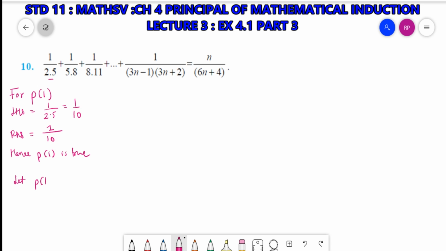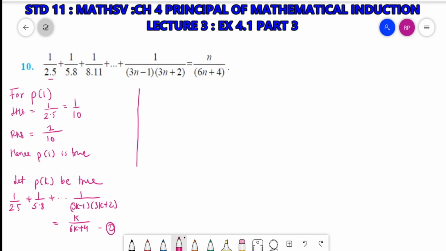Let P of k be true. So 1 upon 2 into 5 plus 1 upon 5 into 8 up to 1 upon (3k minus 1) into (3k plus 2) is equal to k upon 6k plus 4. Okay, let's take this as number 2. We had assumed that this is true.